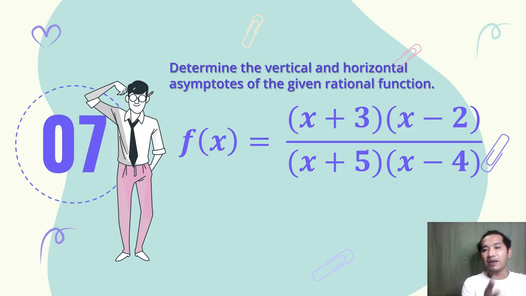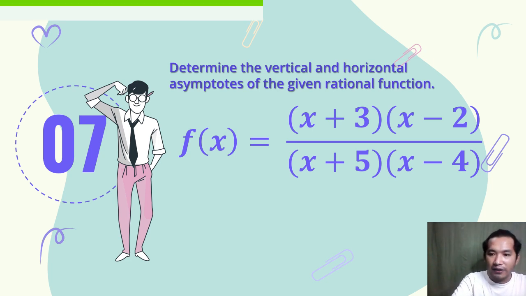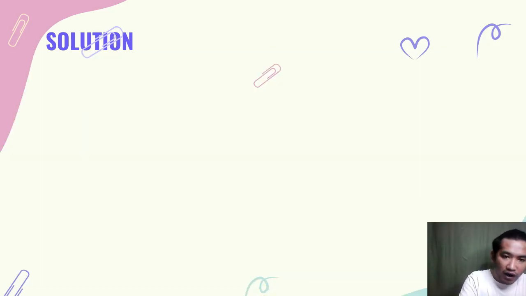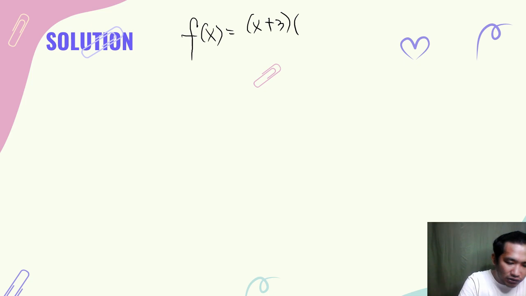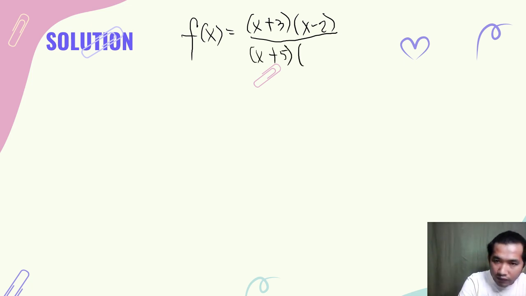Okay, next, determine the vertical asymptote and the horizontal asymptote of the given rational function. f of x is equal to the quantity x plus 3 multiplied by the quantity x minus 2, all over the quantity x plus 5 multiplied by the quantity x minus 4. As you observe, our function is very complex.